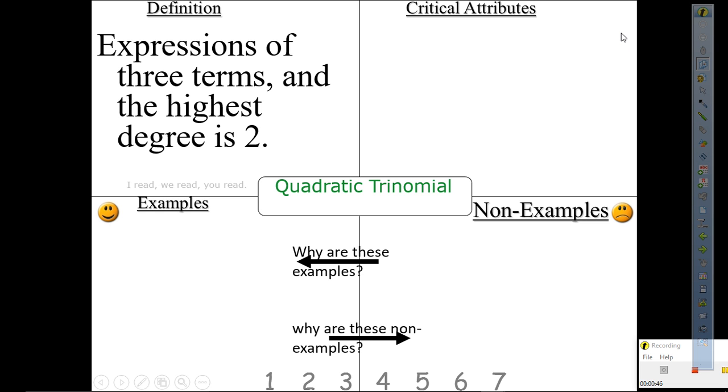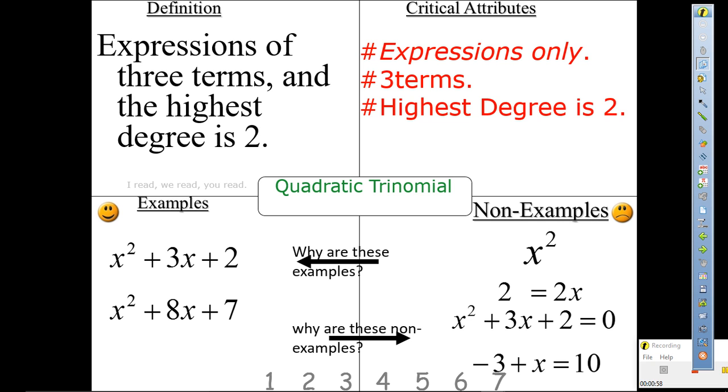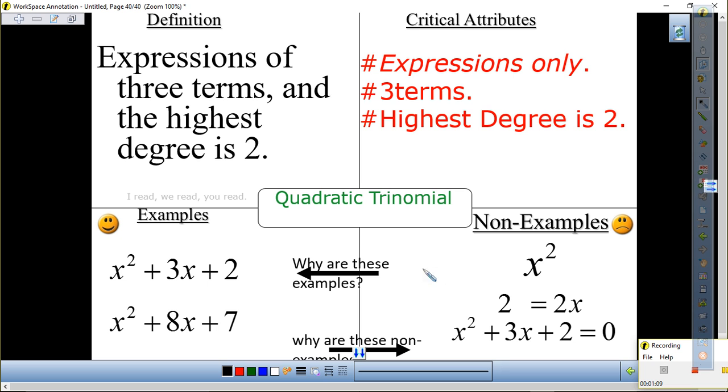Here go some examples, non-examples, and hashtags. You should have something like this. Good question. Look up, please. Let me show you this.